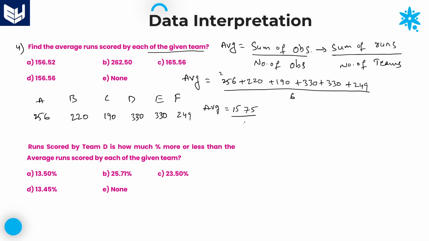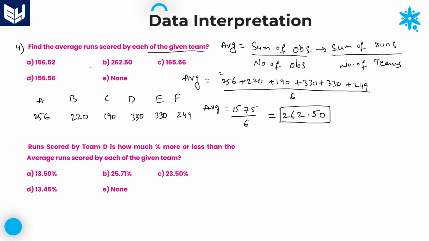1575 divided by 6. Now you just calculate the required answer. 6 2s are 12, and next 3 is left over, 37. 6 6s are 36, 1 is left over, 15. Again 6 2s are 12, and next 3 is left over, right? And next 30. 30 means 6 5s are 30. So the answer is 262.50.